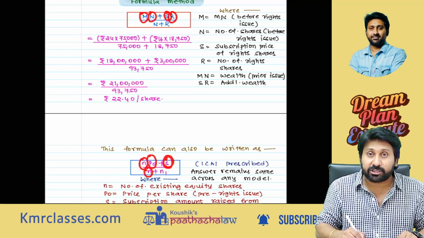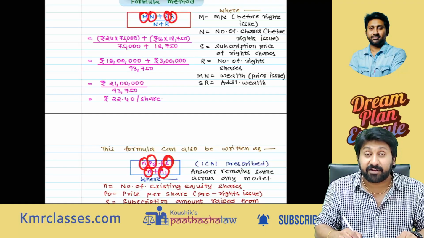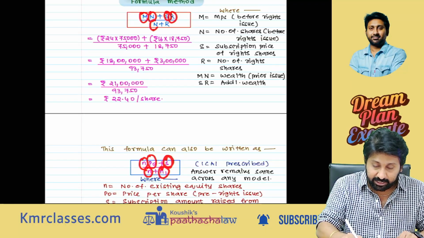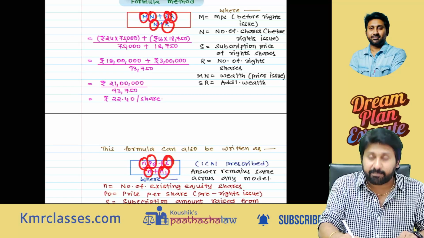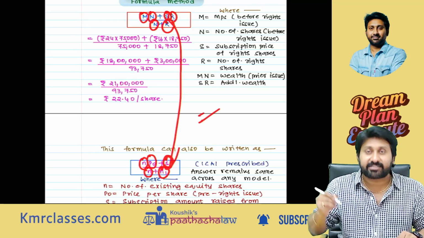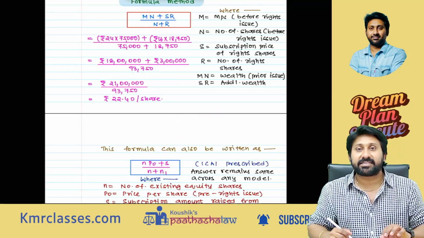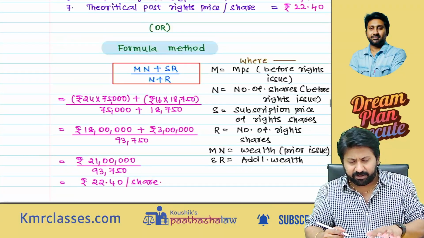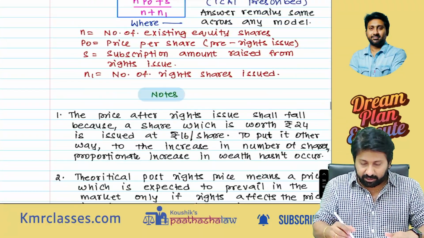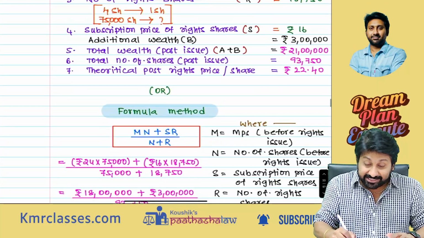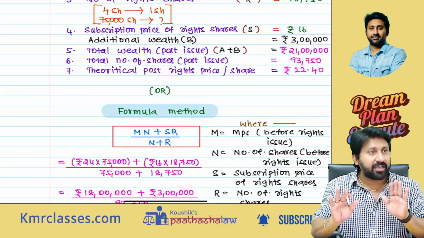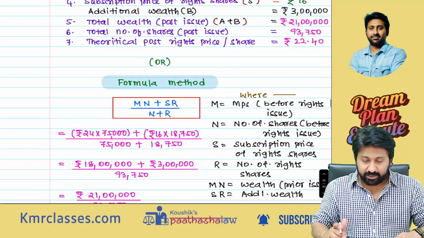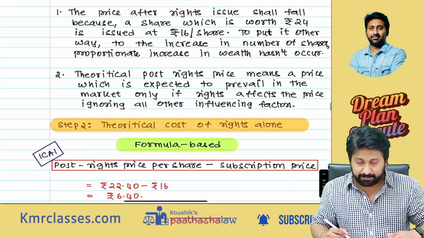N is the number of shares before rights. N plus N1 is the number of shares after. N is the number of shares, R the number of right shares, so this and this are both the same. Okay, NP naught plus S divided by N plus N1, either you write it like that. No sir, this is much better for me? Then follow this. In the study material this will be there, in the accounting standard this will be there. That's why I have written both, to avoid confusion for the student. So MN plus SR divided by N plus R.